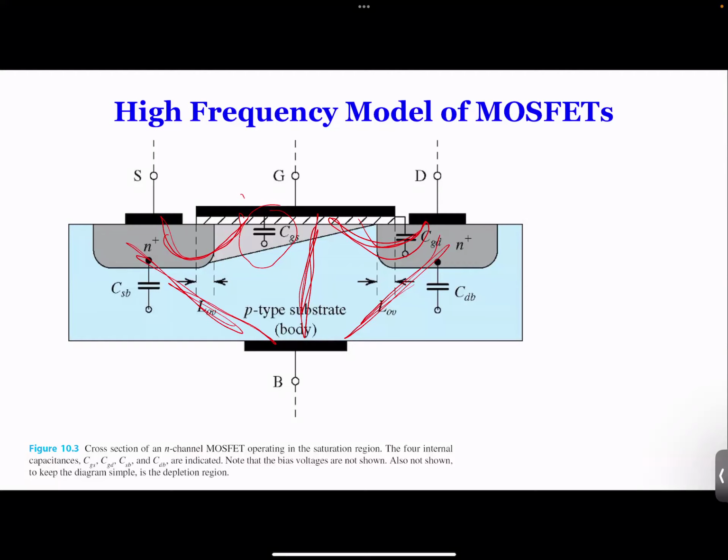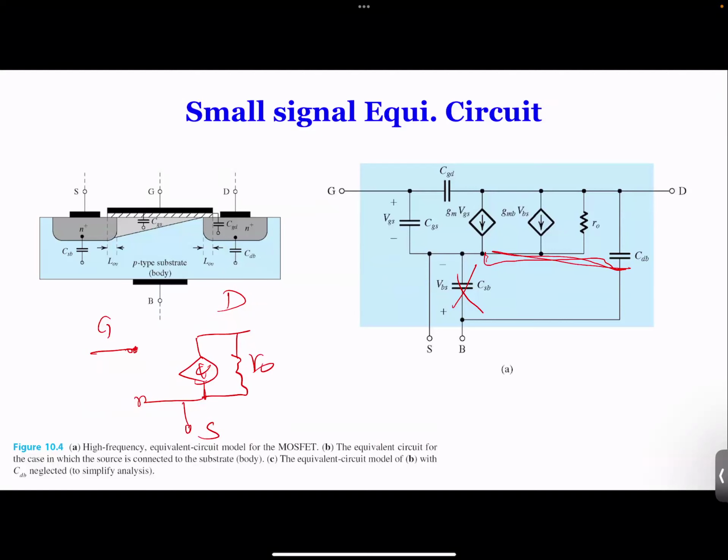For each of these capacitances, they impact the circuit, and we basically modify the small signal equivalent circuit. In the small signal equivalent circuit, you have VGS, which used to be an open circuit. Now you have the CGS connected between gate and source. Typically, the capacitances CSB between source and base, and between drain and base of the MOSFET, are very small. So for the frequency ranges that we are normally working with, we can neglect those.